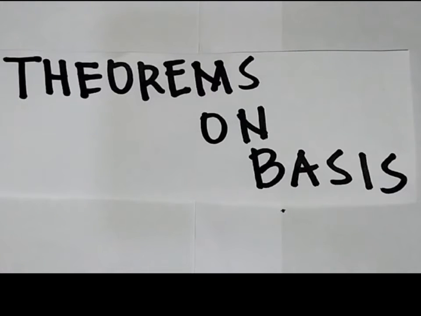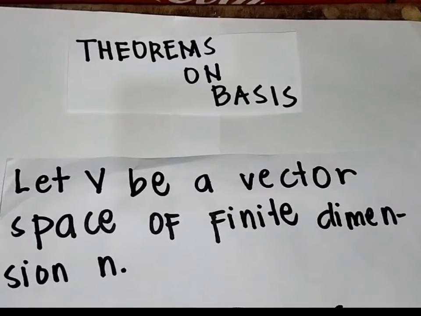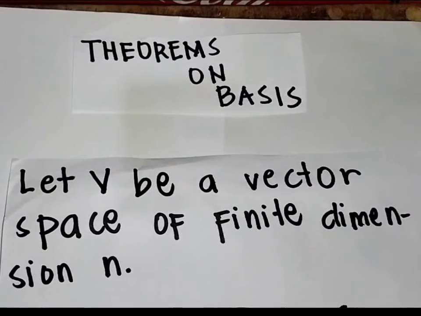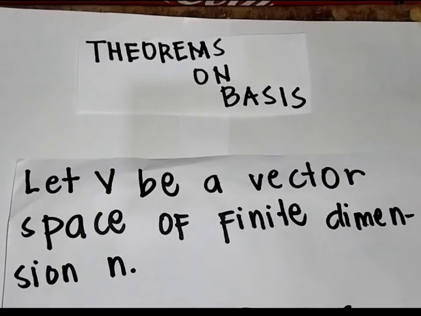Moving on to the theorems on basis. Assume that we let V be a vector space of finite dimension n. What are the theorems about it?